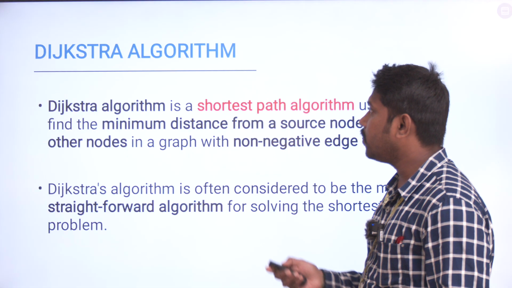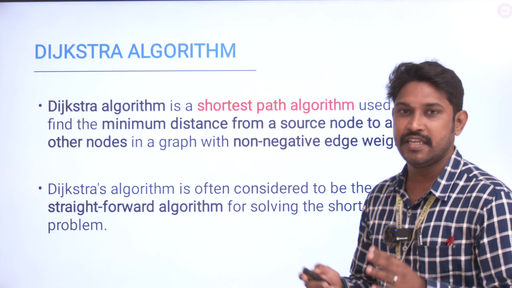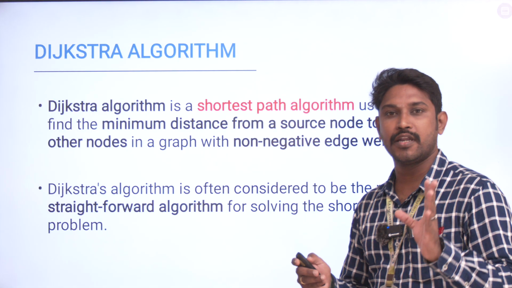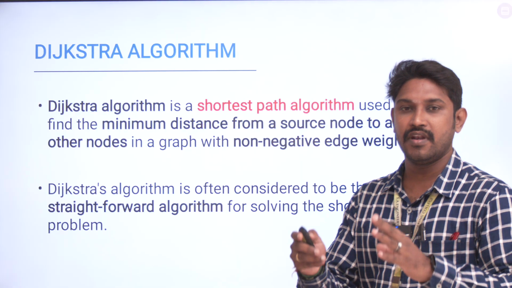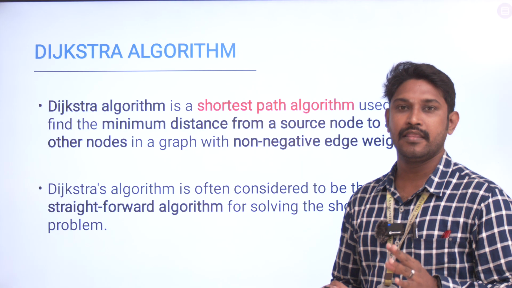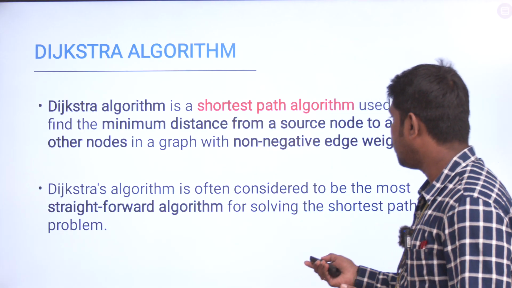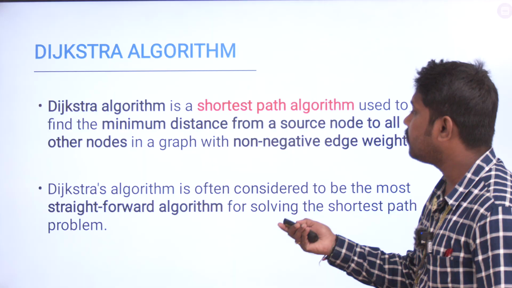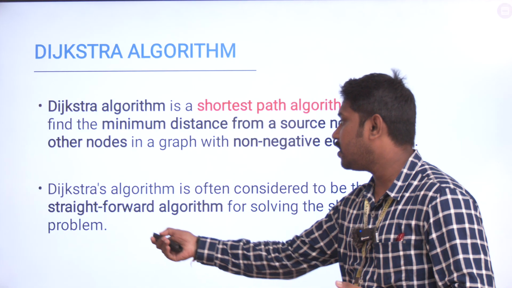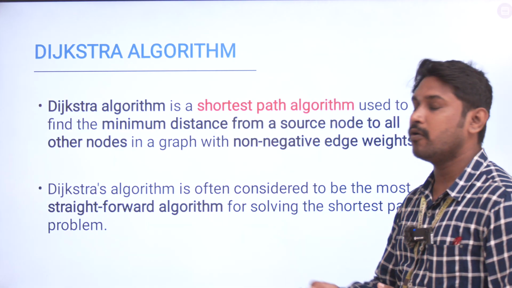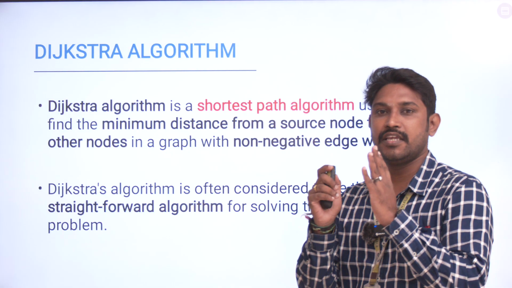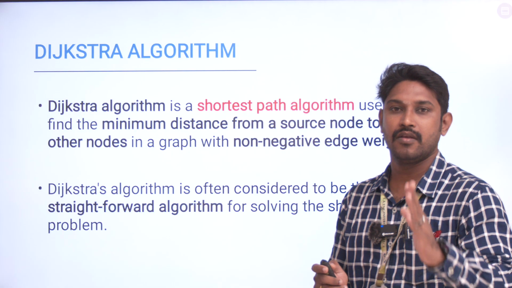So in that we are going to use Dijkstra algorithm. In Dijkstra algorithm we are going to find the shortest path in the given network. It is going to calculate the shortest path across n number of nodes. Another name for Dijkstra algorithm is the straightforward algorithm, which gives a very straightforward solution in a given complex problem.